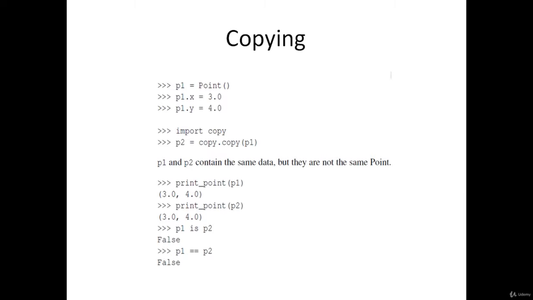The is operator indicates that p1 and p2 are not the same object, which is what we expected, but you might have expected == to yield True because these points contain the same data. In that case, you will be disappointed to learn that for instances, the default behavior of the == operator is the same as the is operator. It checks object identity, not object equivalence.